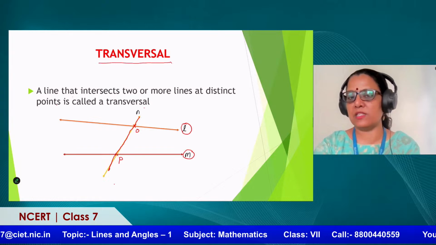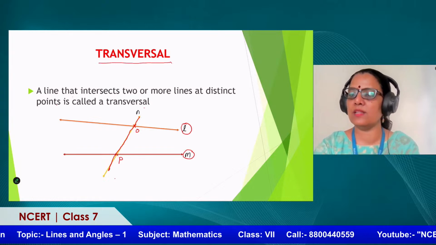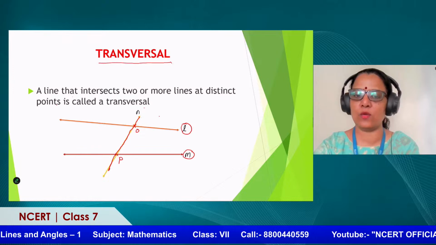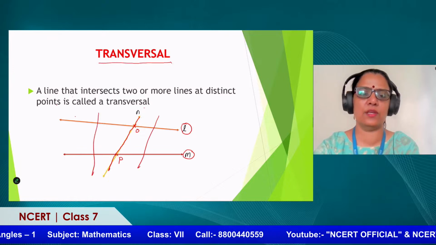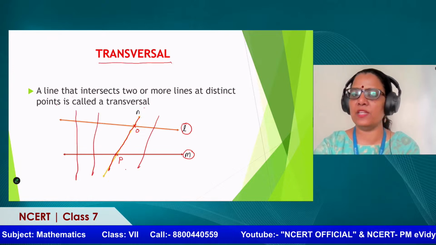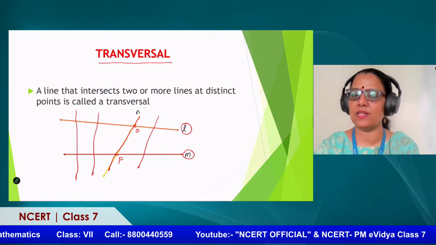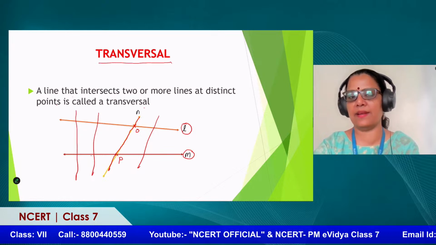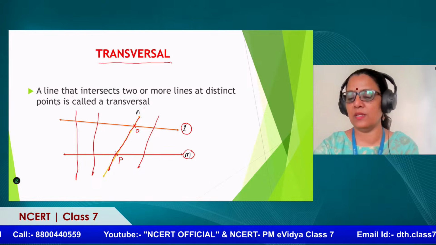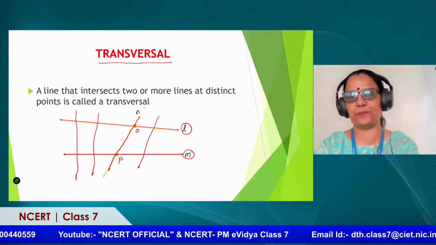So I have drawn a transversal. Can I have more than one transversal? Yes, I can draw here, I can draw here, I can draw here. The definition says it's just a line which cuts more than one line, right? So it has two lines which have been cut by this line.